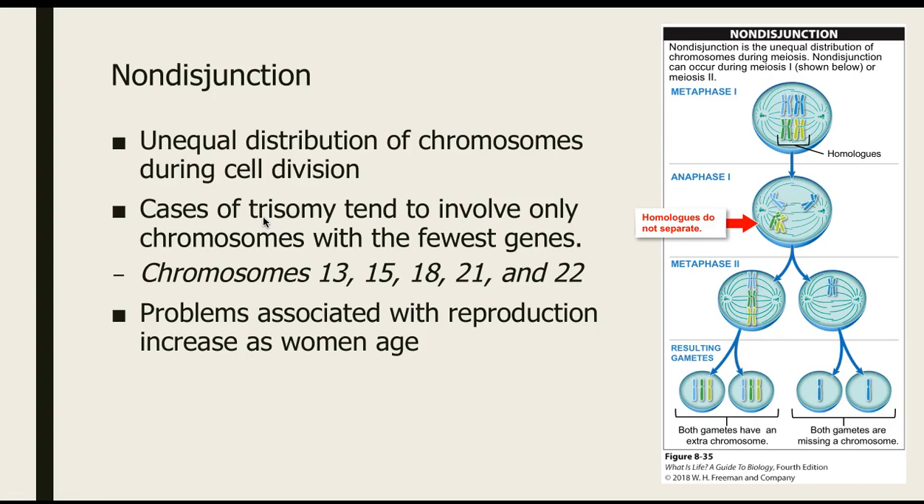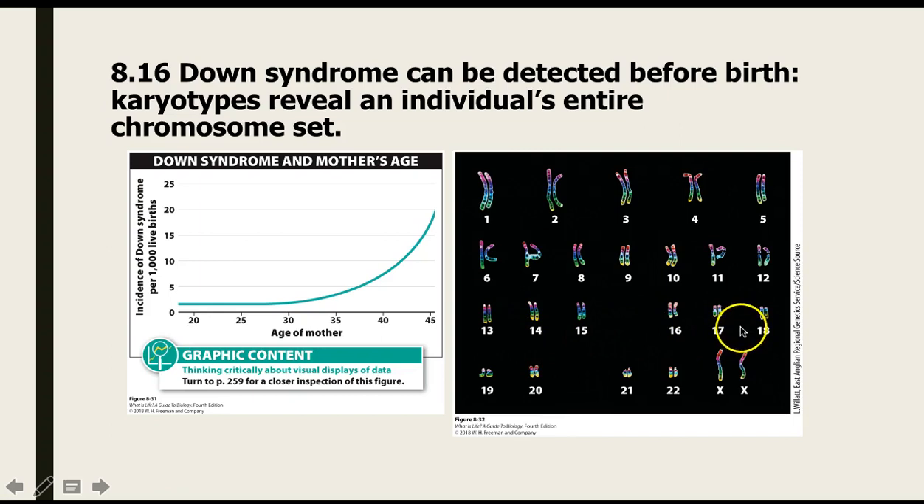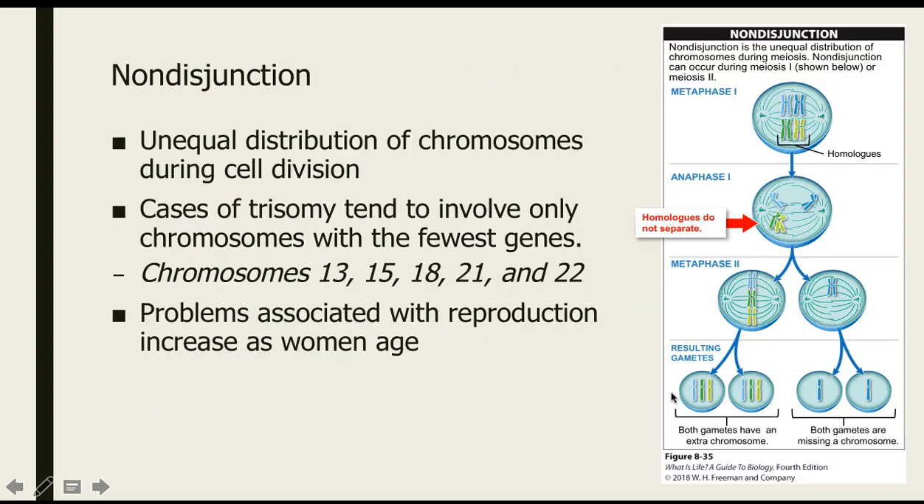This kind of trisomy, you only see it in chromosomes that have the fewest number of genes. So you can see it in chromosomes 13, 15, 18, 21, and 22. If I go back up to my chromosome numbers, 13, 18, 21, 22, and of course number 15.